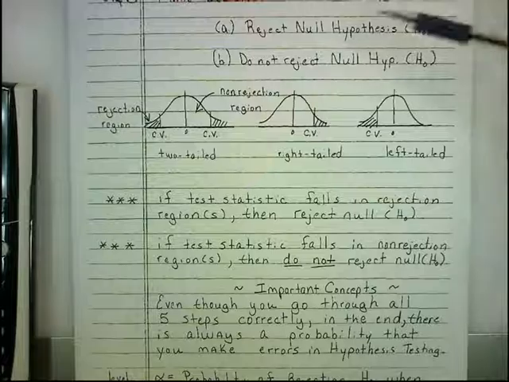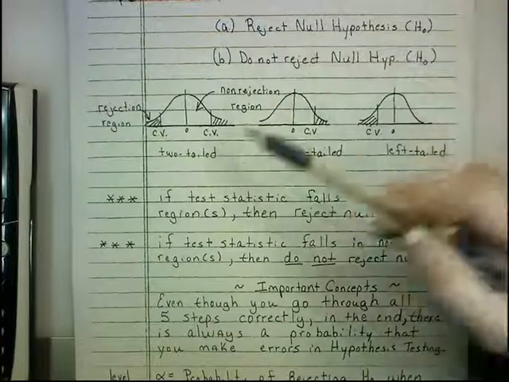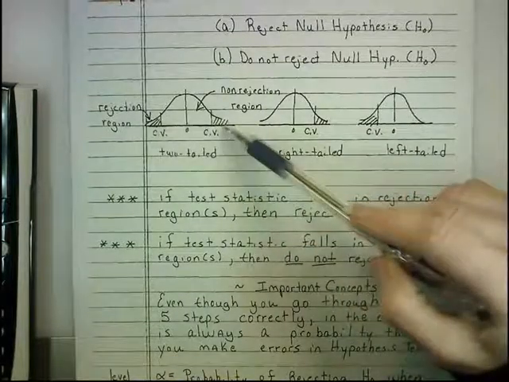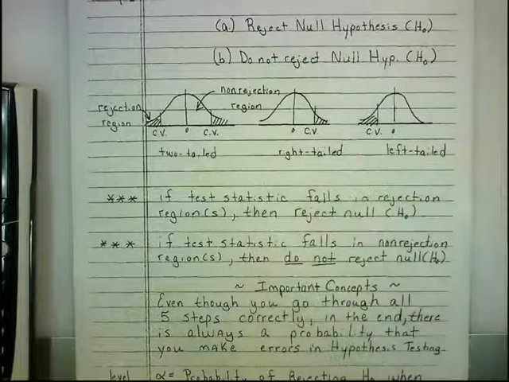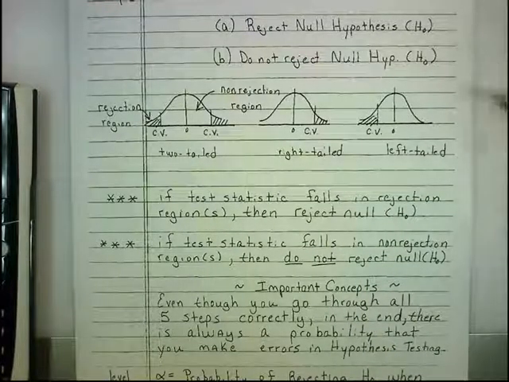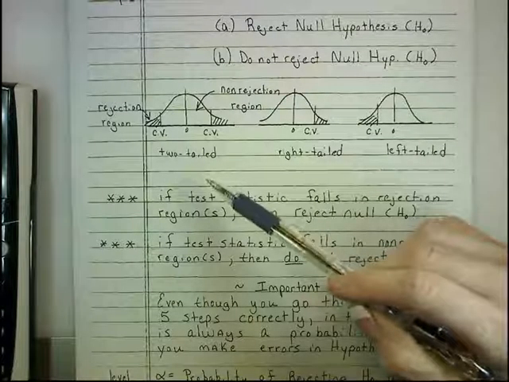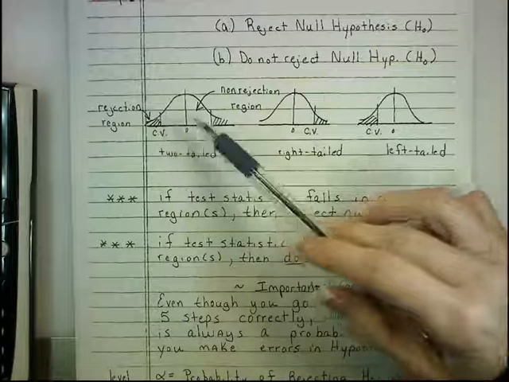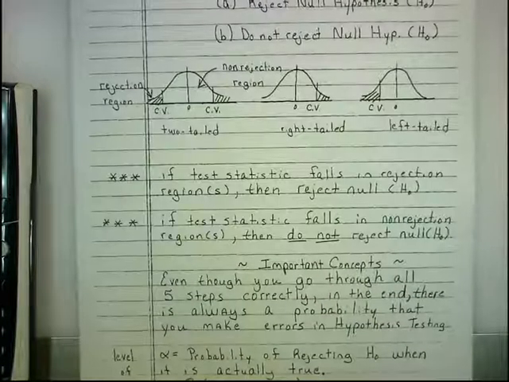And this is my favorite part. Reject the null or do not reject the null. If the test statistic falls in the rejection regions, the shaded regions determined by your critical values, then the statement says reject the null hypothesis. If the test statistic falls in the non-shaded, non-rejection, non-critical regions, then you do not reject the null hypothesis.